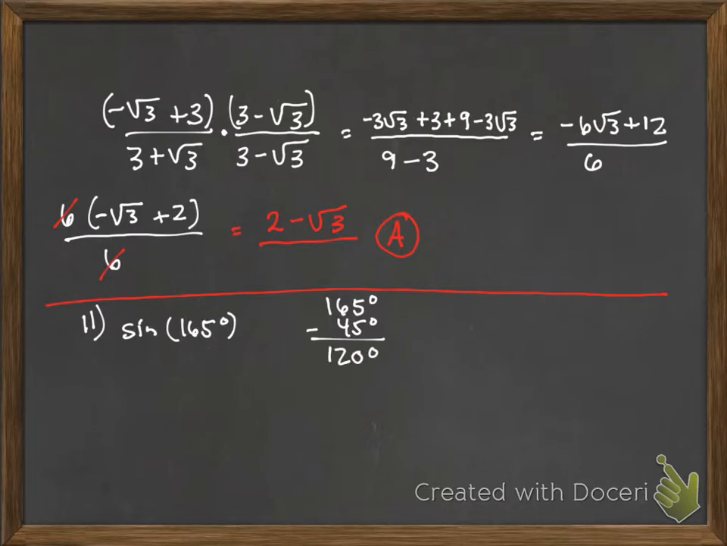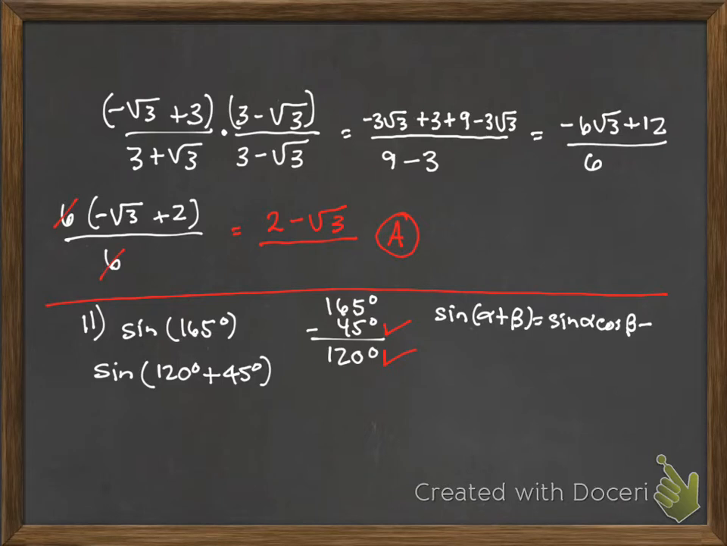Okay, I know what sine of 45 degrees is. I know 120 as well. This is on the unit circle, so I'm good to go. So now let's rewrite this as sine of 120 degrees plus 45. And we're going to use the formula sine alpha plus beta equals sine alpha cosine beta plus cosine alpha sine beta. So I ran out of room there.